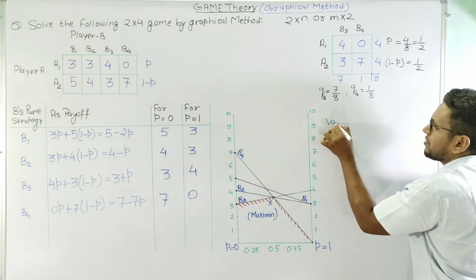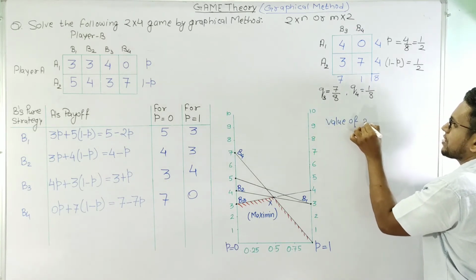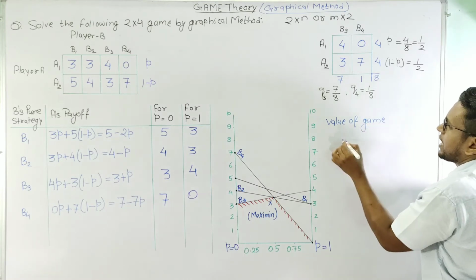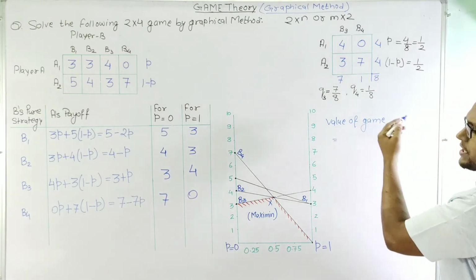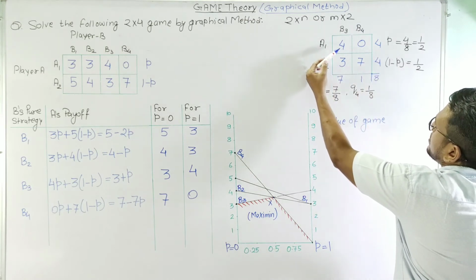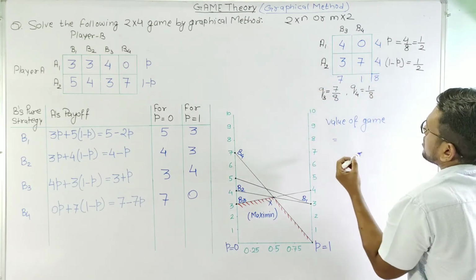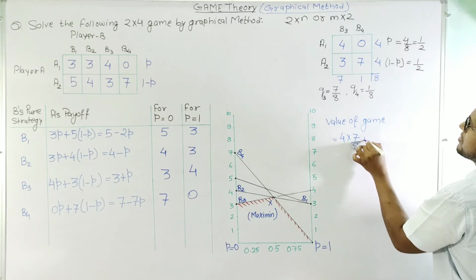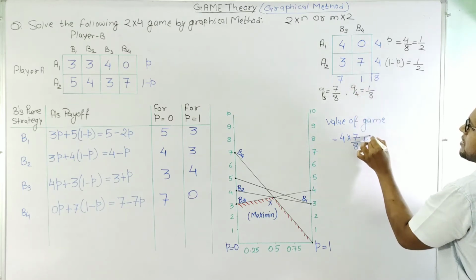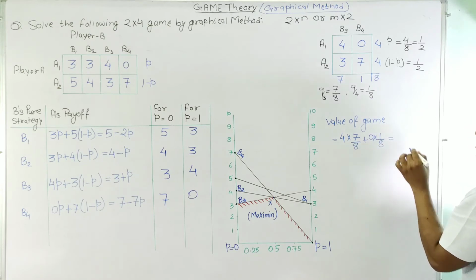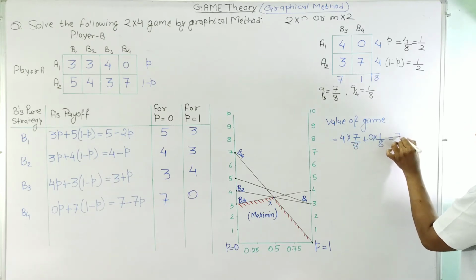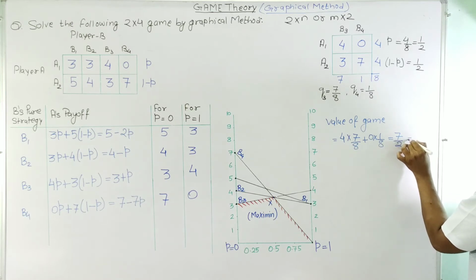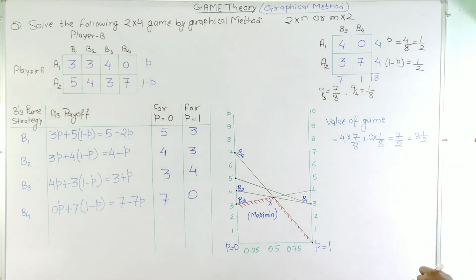The value of the game is given as, we take any row or any one of the columns. I am taking row 1. This is 4 multiplied by the corresponding probability, so 4 multiplied by 7 by 8 plus 0 multiplied by 1 by 8. This comes as 7 by 2, or we can say 3 and a half, 3 1 by 2. So the value of the game for player A and player B both comes as 3 1 by 2.